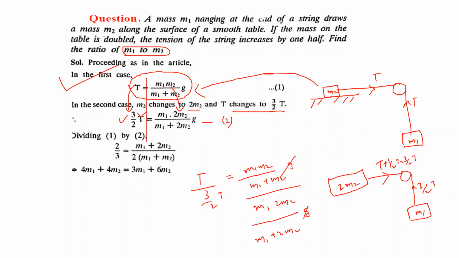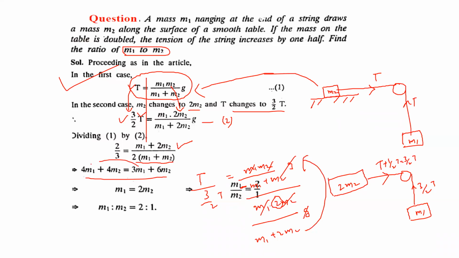g will be cancelled out, m1 m2 will be cancelled out, and this expression will move to the numerator. So we will have m1 plus 2m2, and m1 plus m2 remaining, and from here 2 is remaining, so 2 times m1 plus m2. Now do the cross multiplication, and on switching the terms, we will get m1 is equal to 2m2. So m1 is to m2 is 2 is to 1, and this is what we had to find, and it is proved.